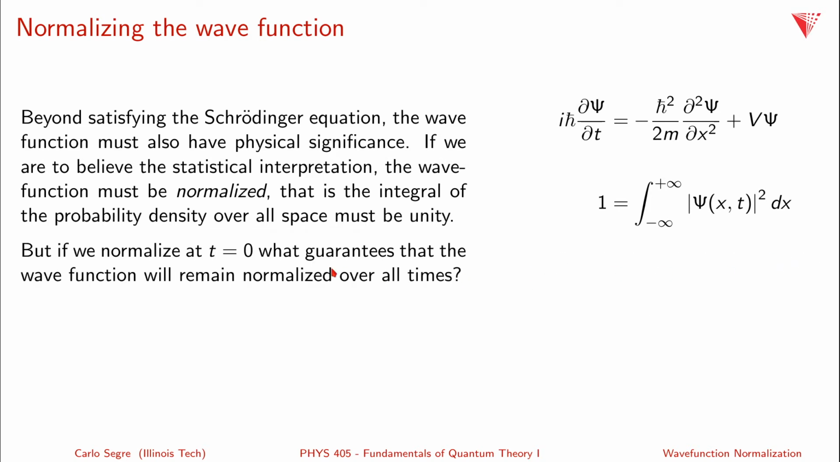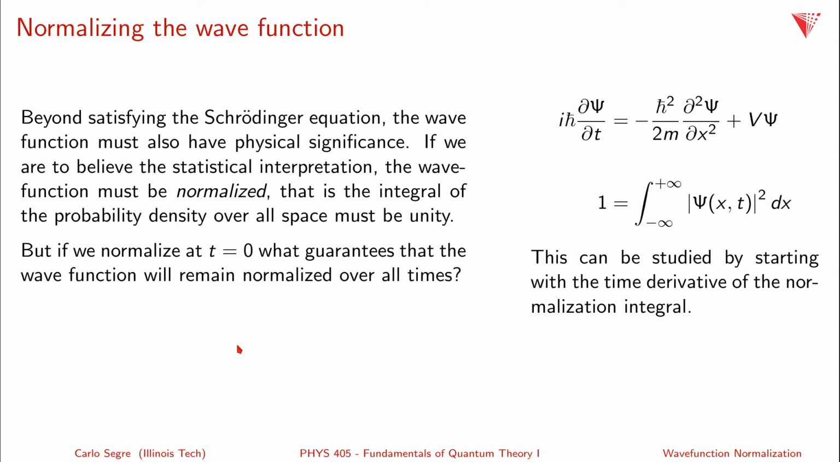So the question then is, there's a variable t here. We talked about before we had rho of x, but we didn't have a time dependence. But the wave function has a time dependence. And if we integrate over x, we still have a time dependence. So the question is this normalization constant? If we normalize at t equals 0, what guarantees that that wave function will remain normalized over all times?